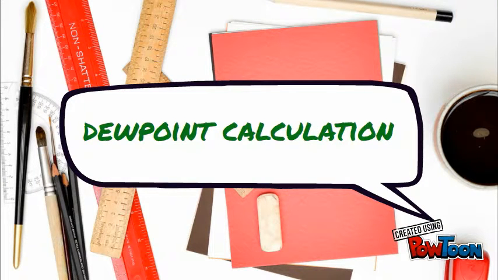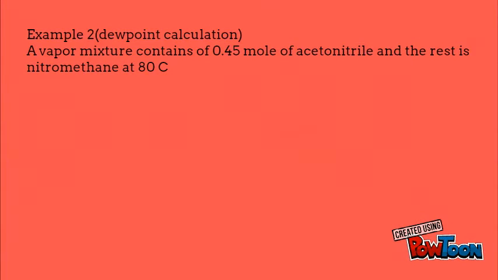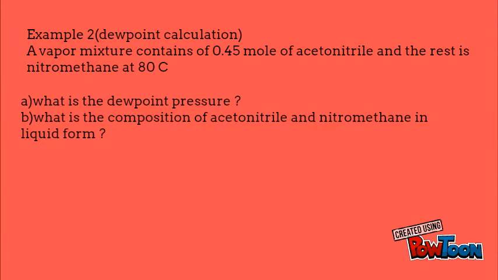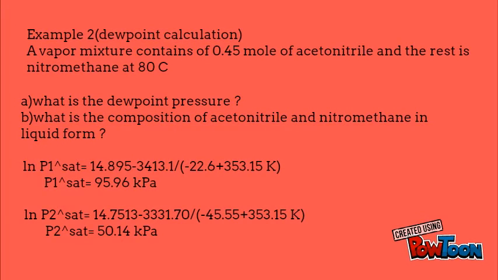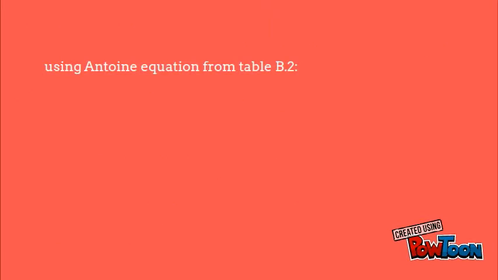Okay, now I'll be talking about the second example, which is a vapor mixture that contains 0.45 mole fraction of acetonitrile and the rest is nitromethane at 80 degrees Celsius. There are two questions. A. What is the dew point pressure? B. What is the composition of the acetonitrile and nitromethane in the liquid form?